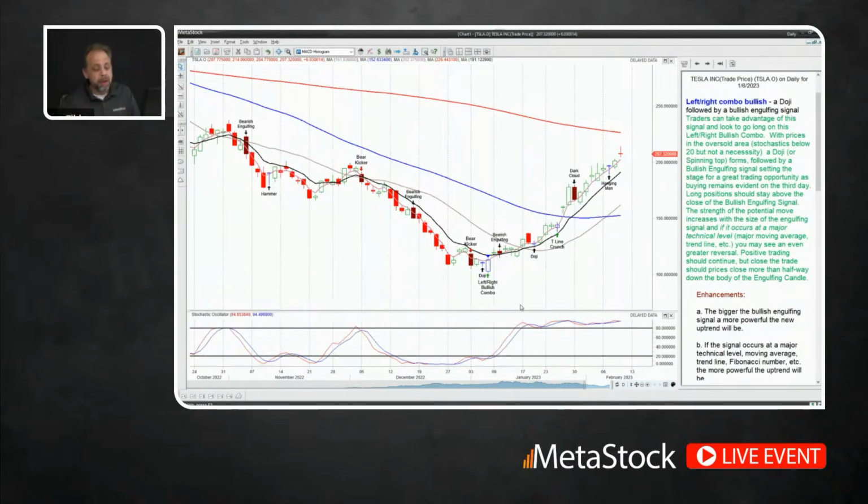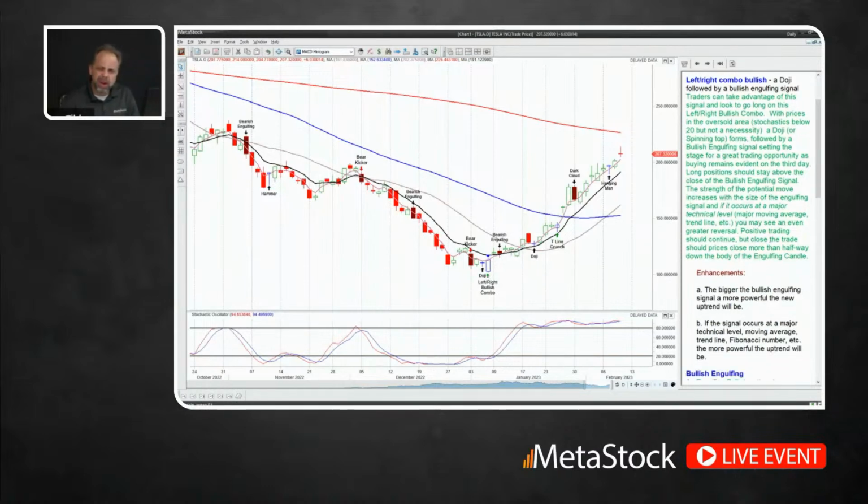So for example, if I ran a scan for left-right bullish combo, obviously this happened at a really good time for this Tesla chart. But if I was trying to evaluate, okay, what should I be looking for as a new trader? Right here, it says the bigger the bullish engulfing signal, the more powerful the signal will be. So we had a very little doji here and a pretty big bullish engulfing, so I'd give it a little bit of a point for that.